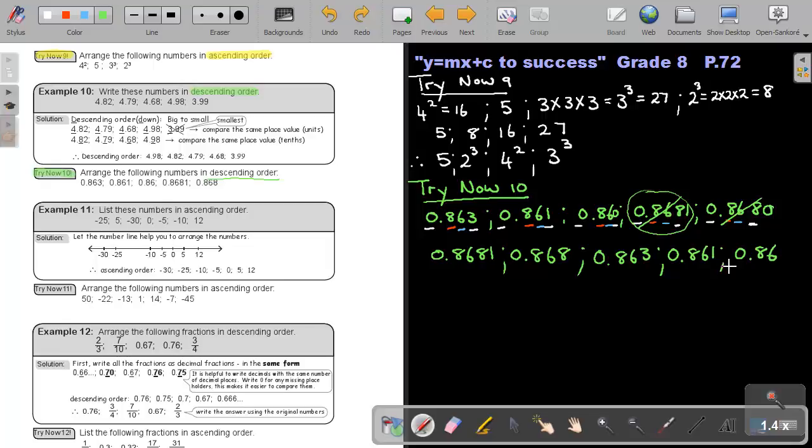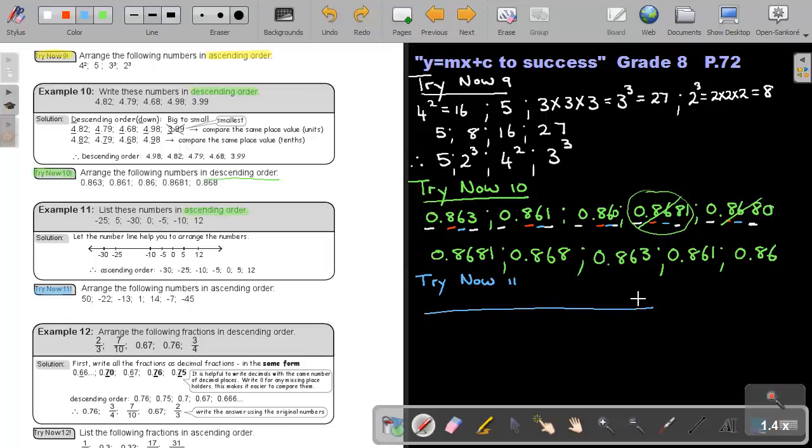Okay, let's look at example 11. List these numbers in ascending order. Remember, ascending order. Okay, this is negative numbers also. So it's best just to arrange it quickly on the number line, and then it's very easy to write it in ascending order from the smallest to the biggest. Okay, I think you can do this one for me. Try now 11. First draw a number line. It will help you.